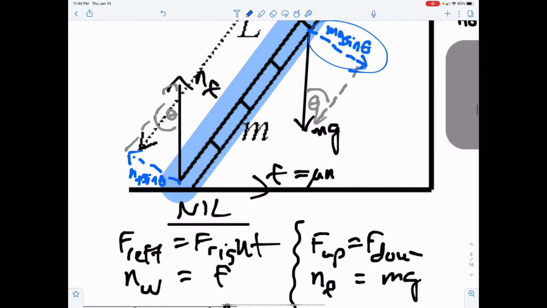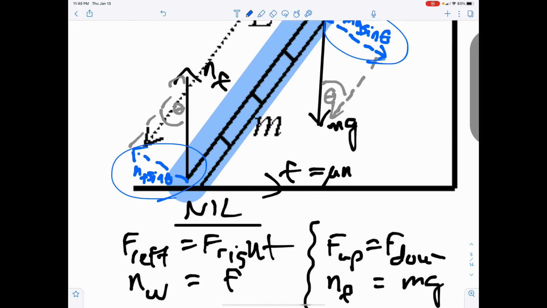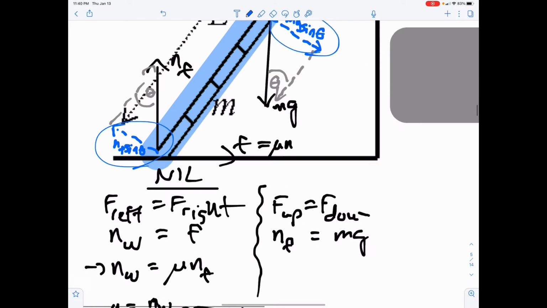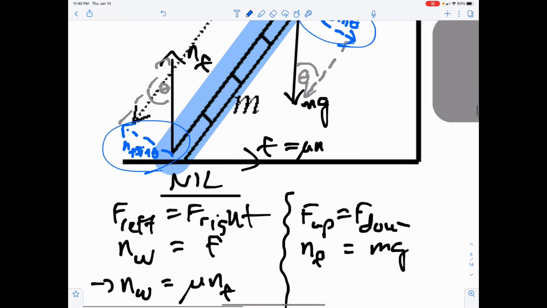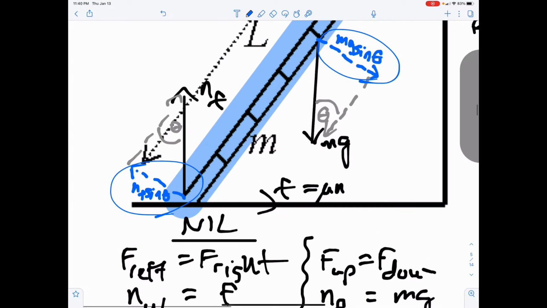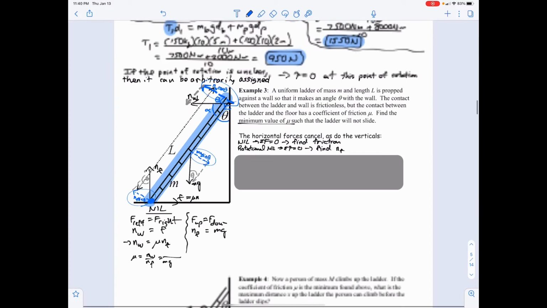However, this, we already know what the normal force of the floor is. Normal force of the floor balances the weight. That's easy. We don't need that. So we can make this the point of rotation, the pivot. That's exactly what we're going to do.